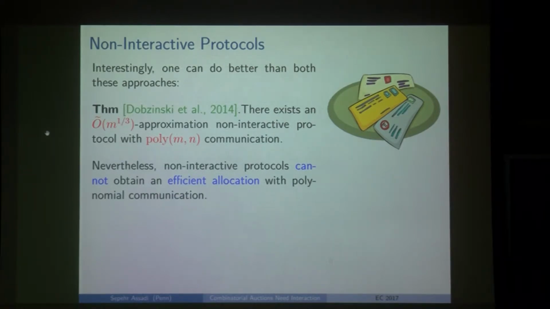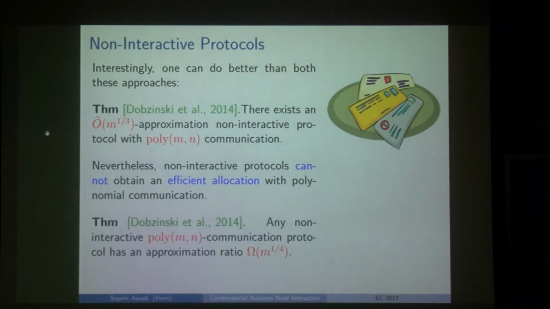However, there is bad news here: while you can do something better than the naive approaches, you cannot get an efficient allocation. And for the purpose of this talk, think of an efficient allocation as some constant or some polylogarithmic approximation. What you're going to get here is at most some m to the 1/4 approximation.